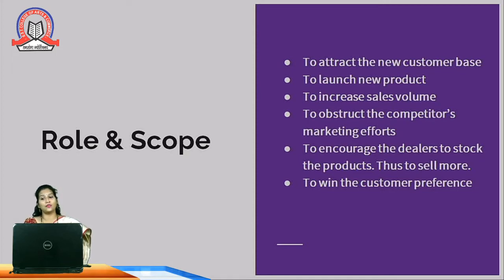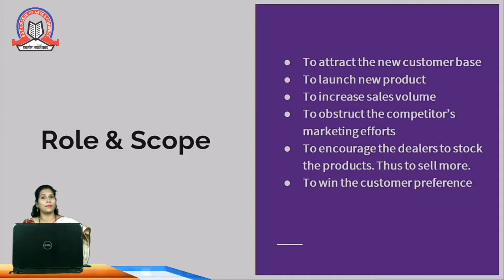To increase sales volume, even if you have a product which is already existing, but if you want to increase your sales volume, then these sales promotions help. To obstruct the competitors' marketing efforts, everyone is taking efforts while they are marketing their products. When you do it so effectively, when you promote your product with sales promotions, then it helps you to obstruct the competitors' marketing efforts.